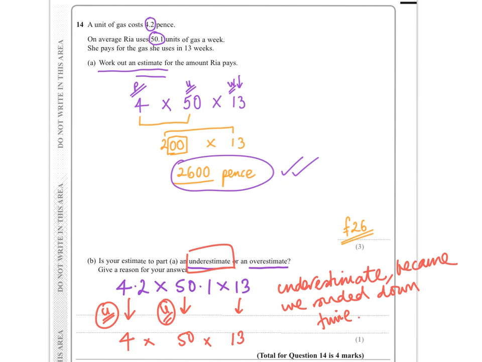If you'd have rounded up, say to 5, maybe left this one the same, and rounded this one up to 15, then you would have had an overestimate for different reasons. Okay, so as long as you're clear on what you're doing, then as long as you write that down, you'll get the mark.